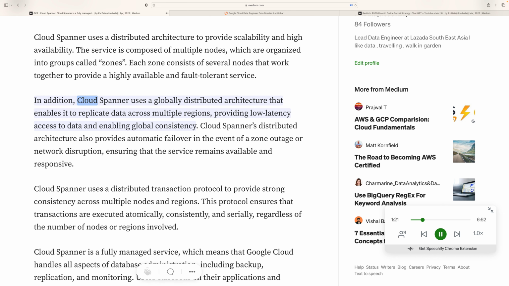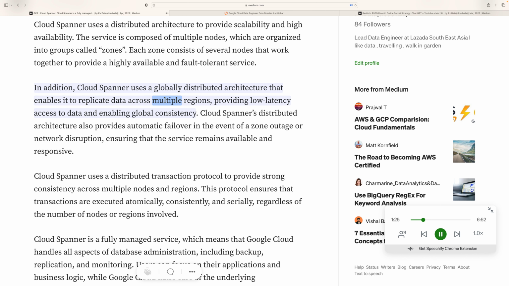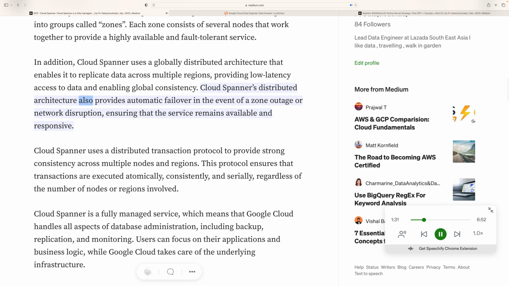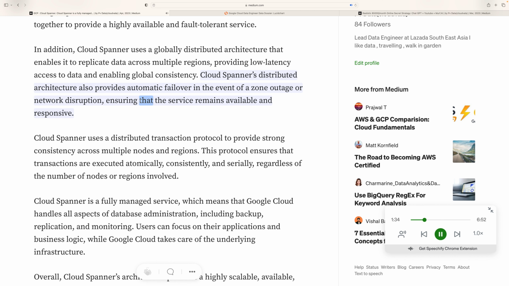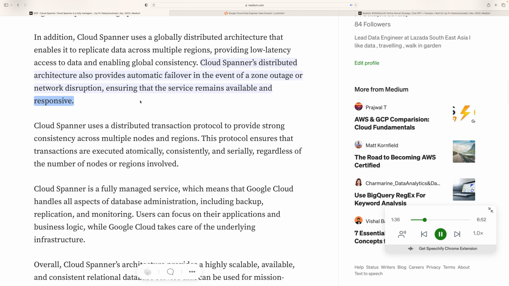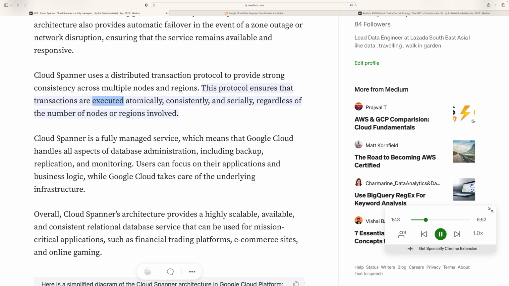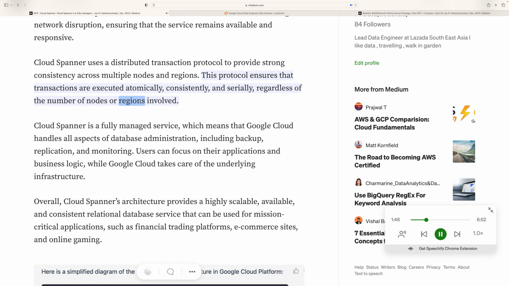In addition, Cloud Spanner uses a globally distributed architecture that enables it to replicate data across multiple regions, providing low latency access to data and enabling global consistency. Cloud Spanner's distributed architecture also provides automatic failover in the event of a zone outage or network disruption, ensuring that the service remains available and responsive. Cloud Spanner uses a distributed transaction protocol to provide strong consistency across multiple nodes and regions. This protocol ensures that transactions are executed atomically, consistently, and serially, regardless of the number of nodes or regions involved.